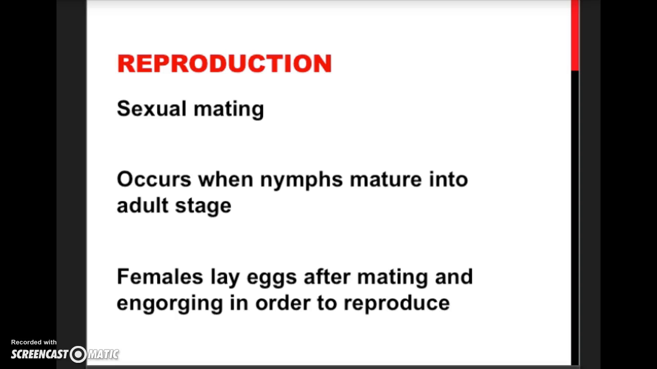Reproduction is pretty simple sexual mating, male and female. Like I said before, the males are non-toxic, but the females are toxic. When the nymphs mature into the adult stage, about half are male, half are female. Those end up mating. The females lay their eggs after mating and engorging in order to reproduce. Pretty simple reproduction cycle.